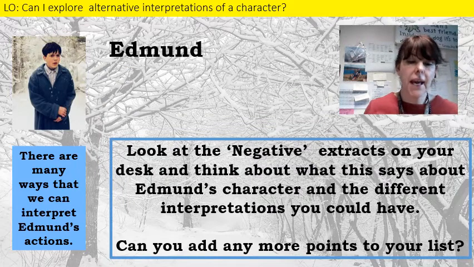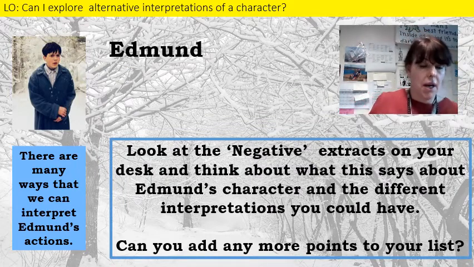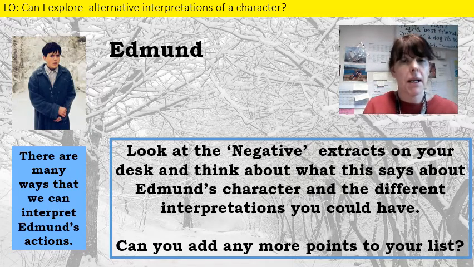So let's have a look at the extracts now, and starting with the negative extracts. So you might want to have a pen in your hand. You might want to begin your annotation already as we read through the 5 little extracts from the whole novel. Start thinking about how we could make points to say, well, yes, Edmund is a dislikable character. He has caused lots of suffering.